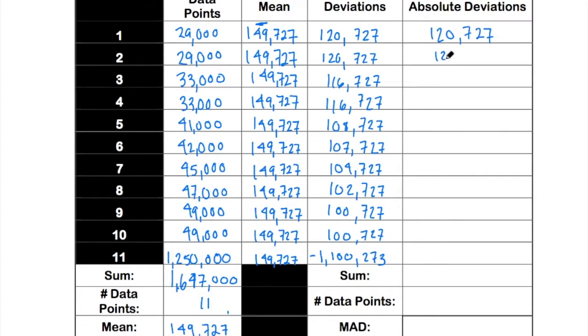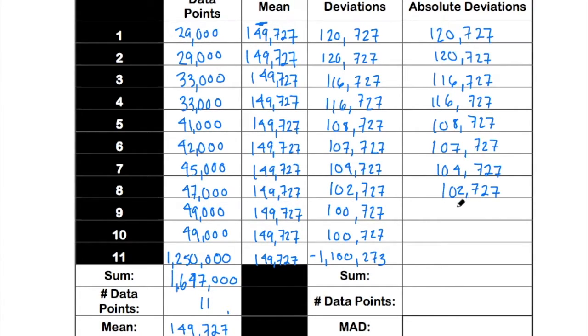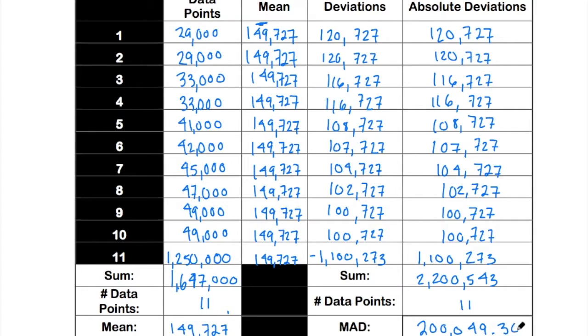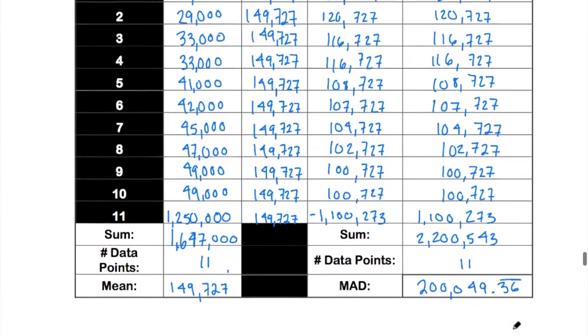1,100,273. To take the absolute values of those numbers, we'll go ahead and fill in this column. Each of our deviations will become positive, which most of them were. The last one though will become our big positive change. Okay, so we've summed those all up and we get 2,200,543. There are 11 data points. So the MAD is 200,049 and 36 repeating. So a rather large MAD score.